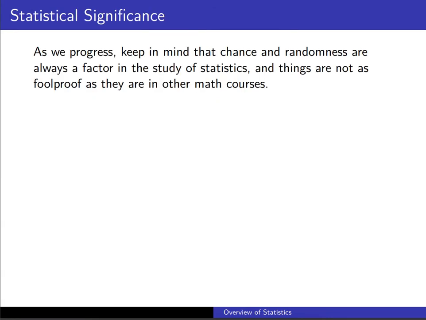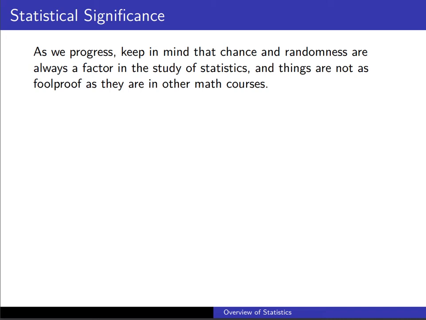As we progress, one of the things you want to keep in mind as you're studying statistics is that chance and randomness are going to be a factor, especially when you have a population and you're taking samples of individuals from that population. There's always variability and randomness, and things are up to chance as far as some of the results you might get. Typically in math courses, things are pretty much written in stone, and x plus 5 equals 8 means x equals 3, and end of story.